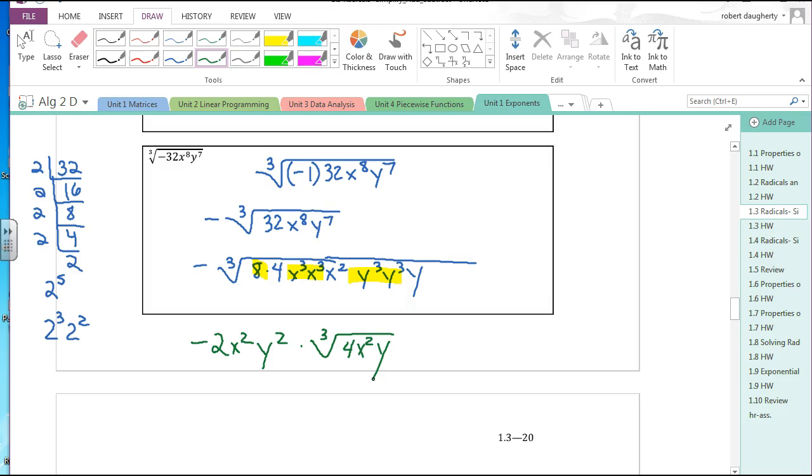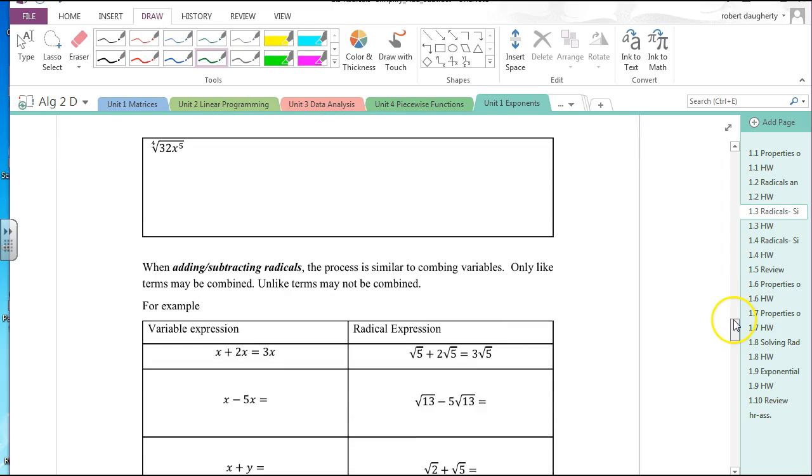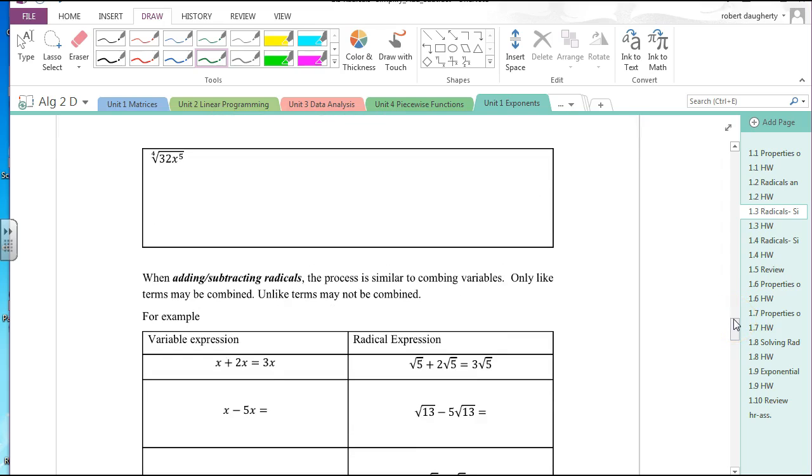Okay, that's simplifying radicals. We'll do one more and then we'll move into adding them. Fourth root of 32x to the fifth. So I want things to be organized as perfect fourths. How can I write 32 as something to the fourth power? What's 2 to the fourth? 2 to the fourth is 16, but 16 is what? 16 times what? 2 is 32.